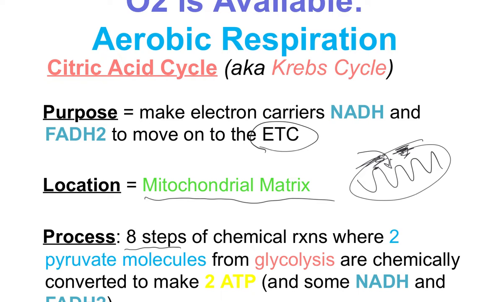So it's 8 steps of chemical reactions where 2 of those pyruvate molecules from glycolysis are chemically converted to make 2 ATP and some NADH and also this FADH2. This whole process releases carbon dioxide as a waste product, a byproduct of aerobic respiration.